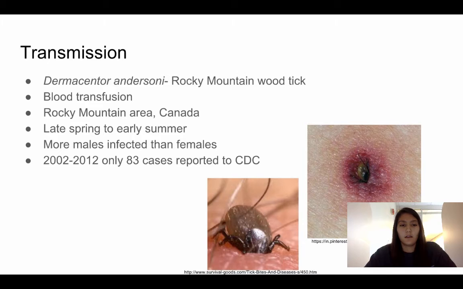So from 2002 to 2012, there were only 83 cases reported to the CDC. This is thought to be really, really underreported, mostly because it's not a very deadly disease, and you don't really need to be hospitalized for it. You can pretty much fight it off on your own at home. So that's just why they think there's not a lot of cases reported, because also people don't really know. It's just like a fever and stuff like that, so they don't really report it or anything.